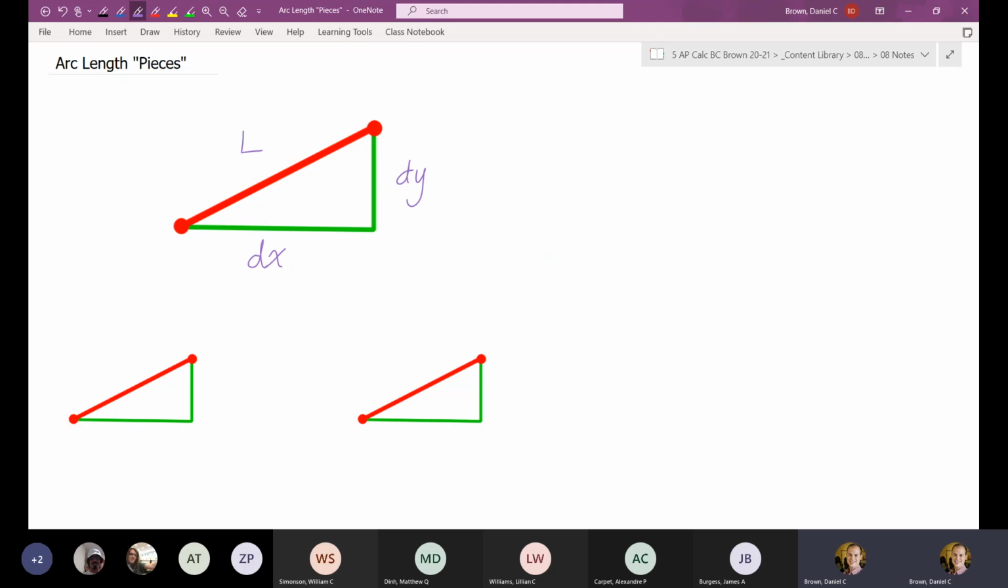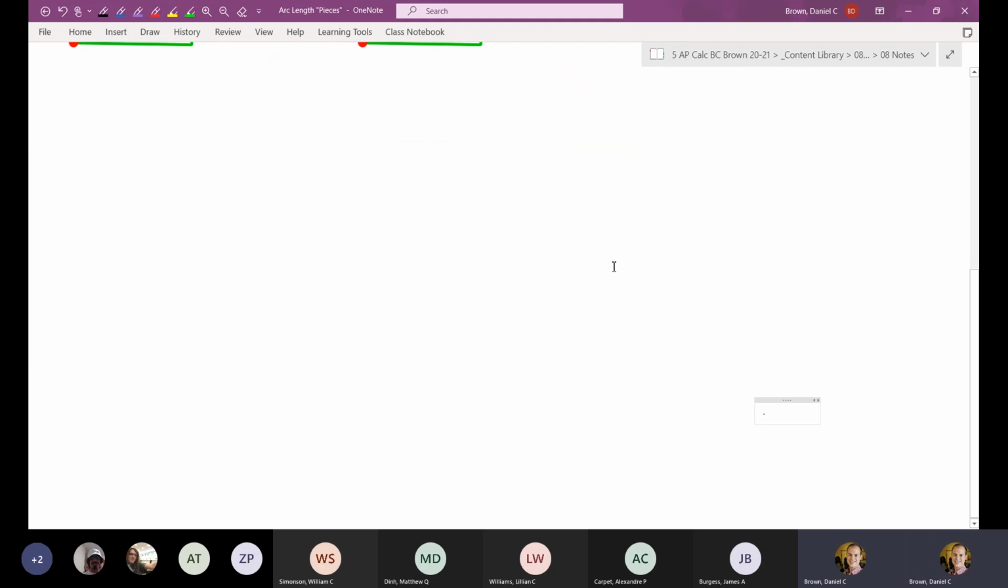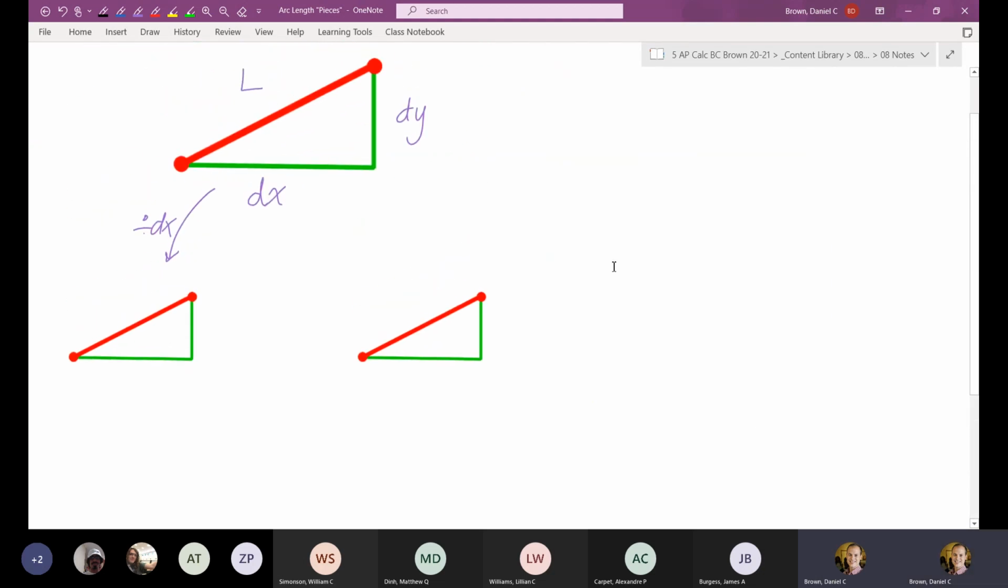And to turn this into a usable calculus formula, you're either going to divide every side you see by dx, or you're going to divide every side you see by dy. And what I mean by that, if I go ahead and divide everything by dx first, I'm going to slide this up a little bit. Dividing everything by dx, we're going to have L over dx. The dx becomes dx over dx, which is 1. You can imagine doing calculus, dealing with 1 is going to be easier. And then this other side, we have dy. Well, dy divided by dx becomes dy/dx.